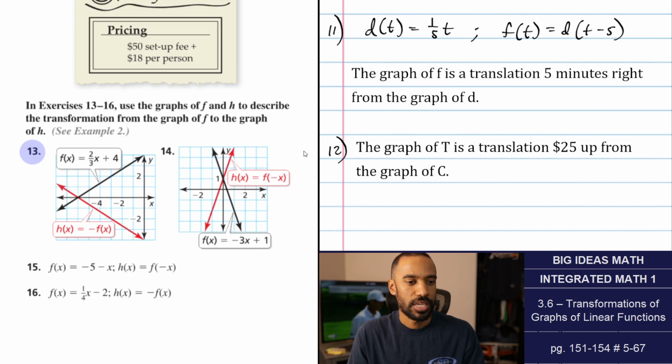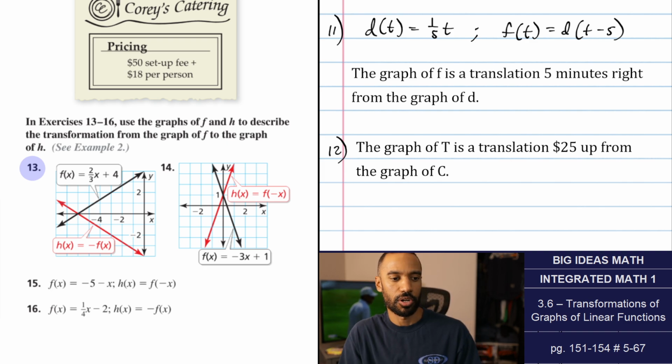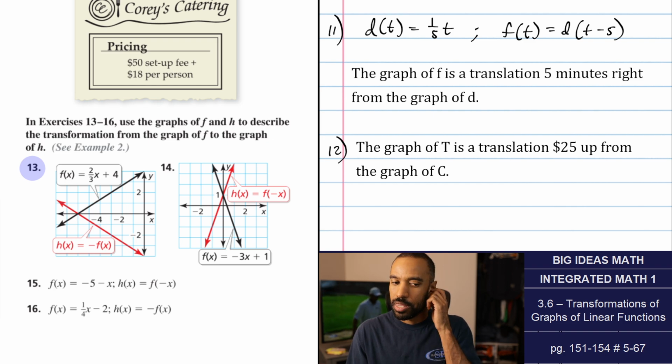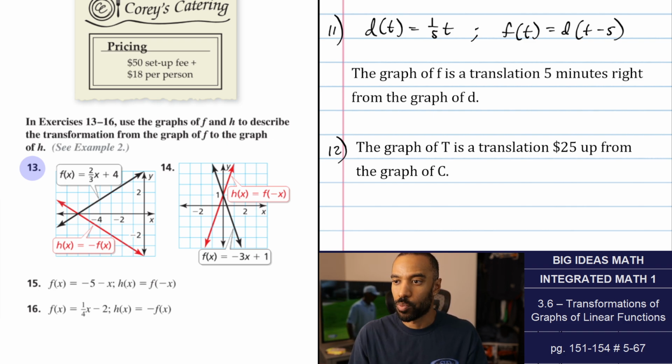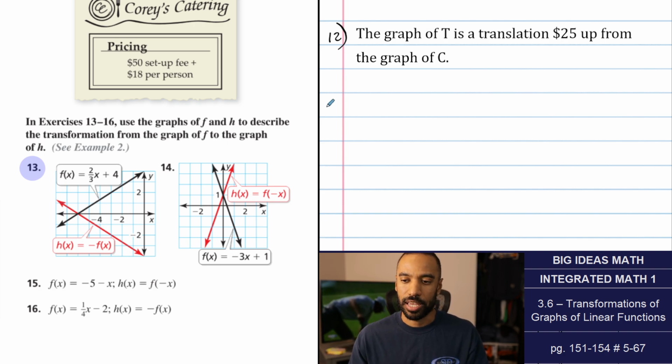In exercises 13 to 16, use the graphs of f and h to describe the transformation from the graph of f to the graph of h. So these are kind of what we were doing from the previous ones. We're still not graphing ourselves. They have the graphs for us. And like I stated, I'll let the things stay as they are over there. But this time we're not talking translations. This time we're talking reflections.